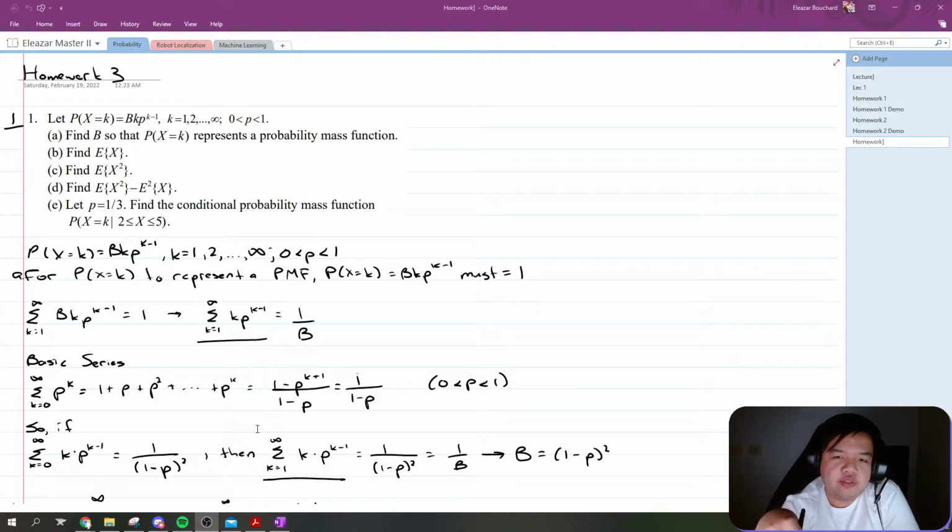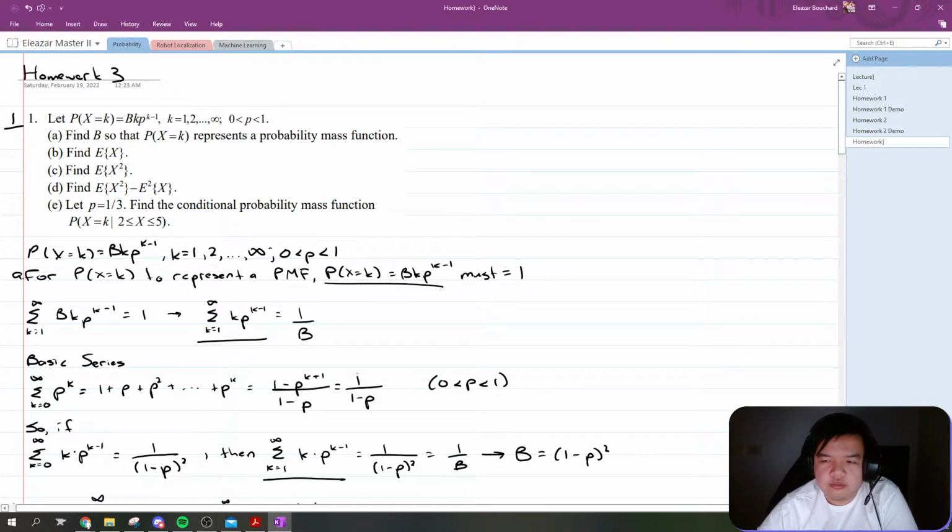Here we have, let the probability of x equals k equal b times k times p to the k minus 1, where k goes from 1 to infinity and p is greater than 0 but less than 1. The first part asks us to find b so that the probability of x equals k represents a probability mass function. We just have to set this equal to 1. With a little math manipulation, we can toss b to the other side, where 1 over b equals the summation of k times p to the k minus 1.